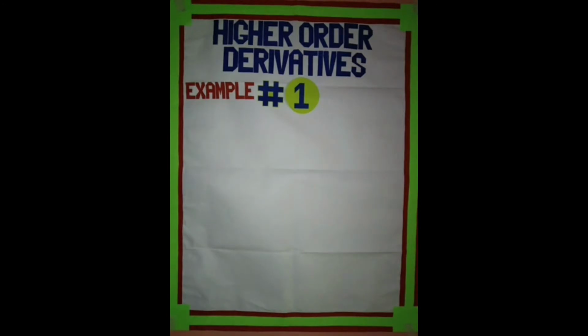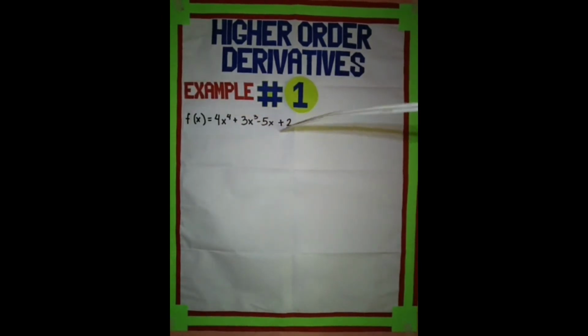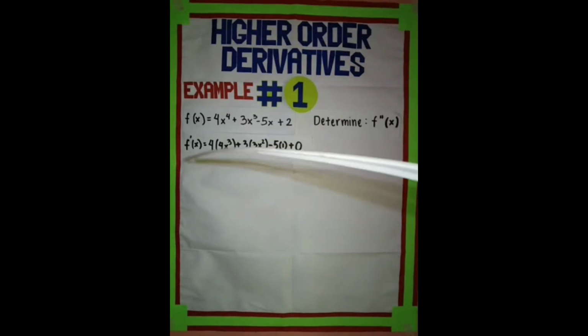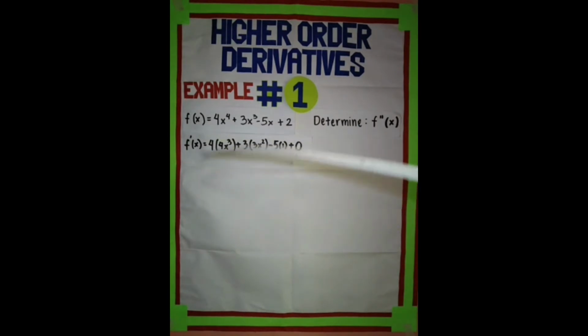In this video, I'm going to discuss some examples of higher order derivatives. Example number 1: f of x is equal to 4x raised to the power of 4 plus 3x cubed minus 5x plus 2. What we need to determine is the second higher derivative. The first step is to find the first higher derivative.